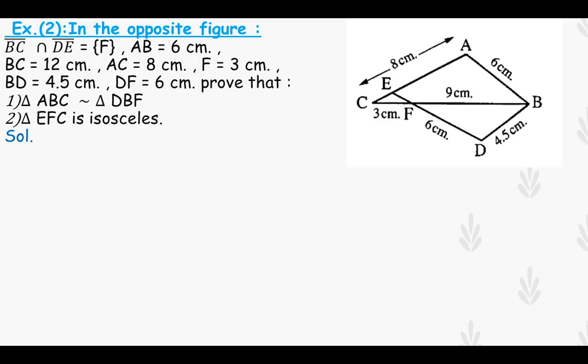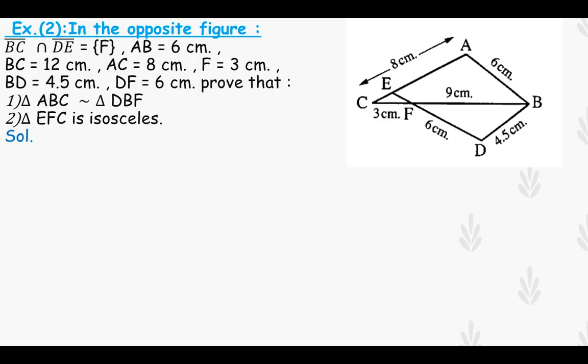Okay? By using the same way, first you have to check that all the sides of triangle ABC are known. You know all the sides of triangle ABC: AB equals 6 centimeters, BC will be 9 plus 3 equals 12, and AC is 8 centimeters. Okay? And you know all the sides of triangle DBF: BF equals 9, FD equals 6, and DB equals 4.5. So you know all the side lengths of the two triangles.